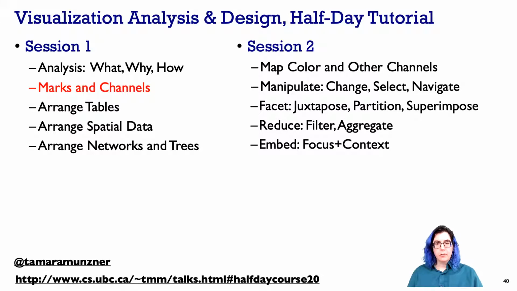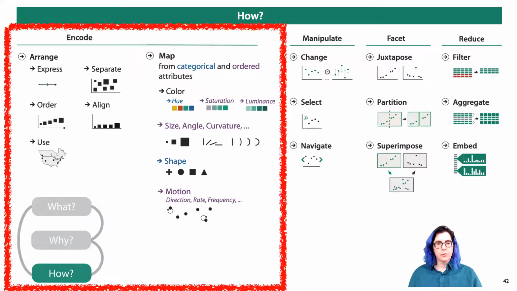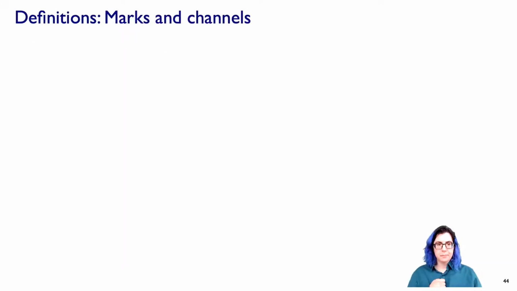For the second part of this tutorial, we will now talk about marks and channels. That is, how do we visually encode data? Remember, last time we talked about this idea that there's a whole array of techniques for how to visualize, and we're specifically going to be focused on this question of visual encoding. So, how could we analyze the structure of one of these idioms? Scatter plots, bar charts. We'll start with the simple ones. How can we think about this systematically?